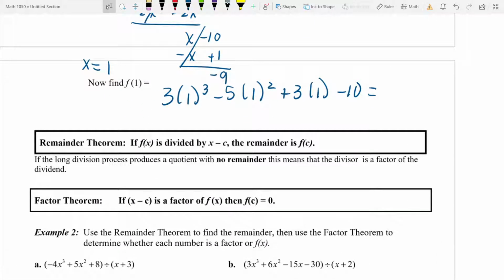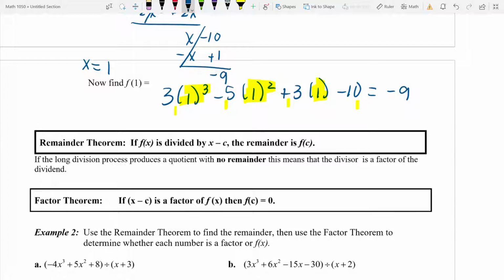You guys, I know this. Look, you guys are smart. I know this is a 1, I know this is a 1, I know this is a 1. So this is really 3 minus 5 plus 3 minus 10. So I'm going to go 3 minus 5 plus 3 minus 10. If you want to put those ones in there, that's fine. I know that it's not going to change anything, so I'm not going to do it. So I get a negative 9. That's always going to be true.